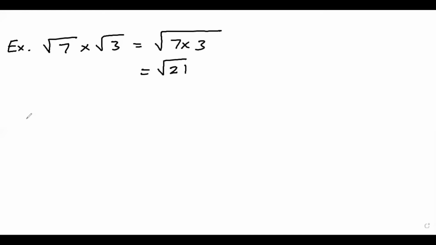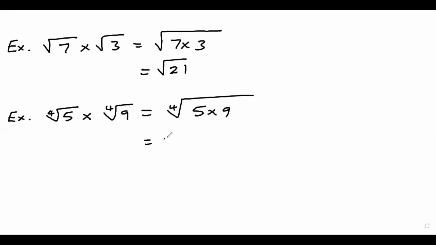Next example, let's say we have 4th root 5 times 4th root 9. Because the orders are the same, we can have one big root of 5 times 9. So it's 4th root of 45. That's basically all there is to multiplying surds.